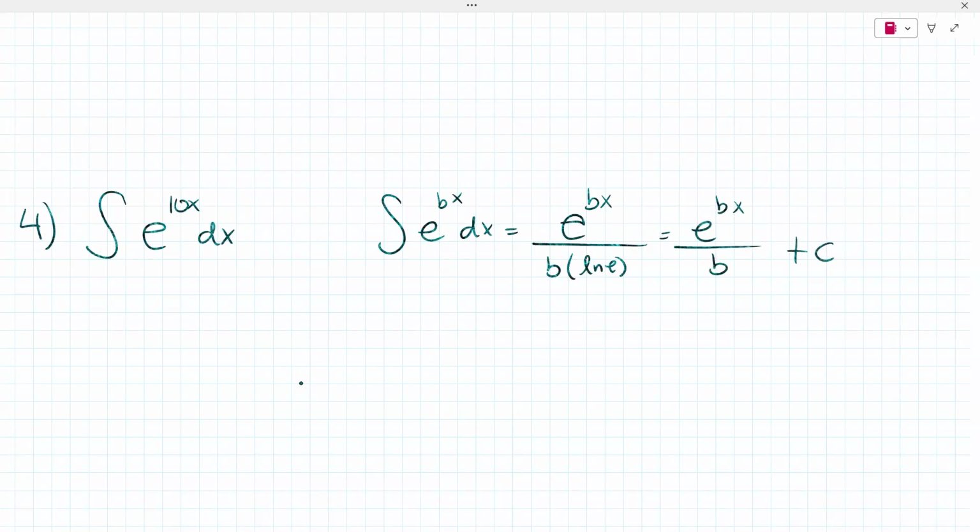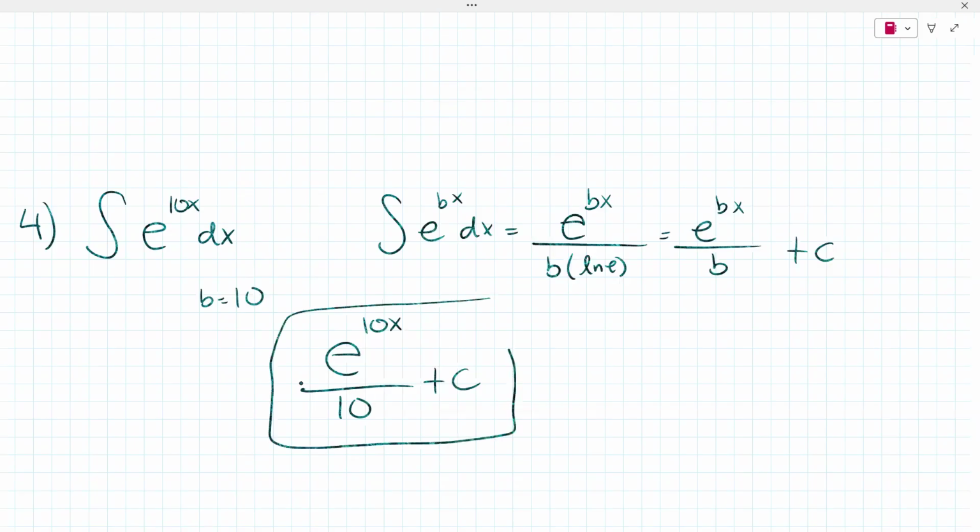Okay, so what is my b? My b is the number in front of x, so it would be 10. So it's e to the 10x over b, which is 10, plus c. Okay, so there's your answer. Later on you'll learn that they really got this by using u-substitution, and we'll go over that in another video.